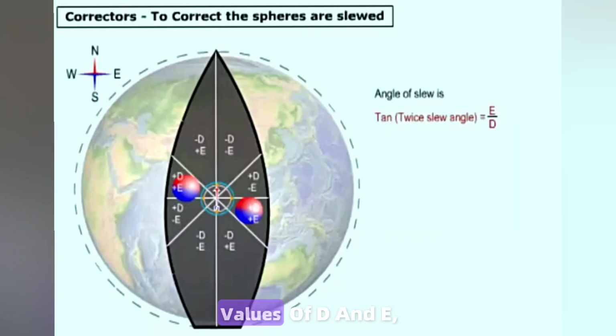To correct for other values of D and E, in other words, a negative D and a positive E, the spheres would be slewed between north and northwest and southeast. The other slew positions for the spheres for other values of D and E are shown in the graphic.